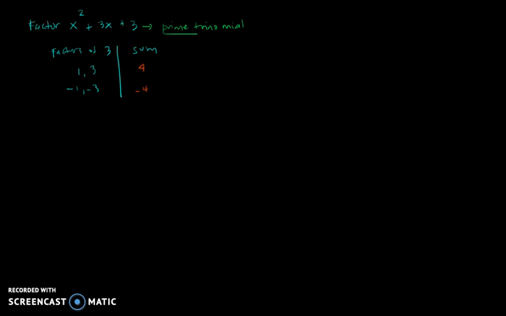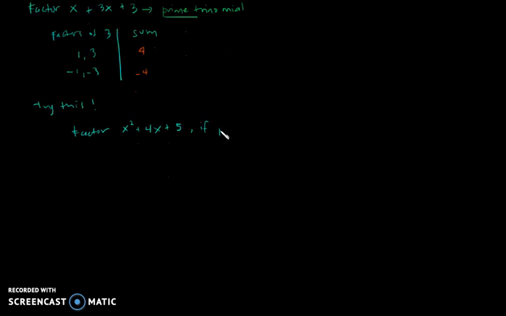So how about you try this, then explain why we can't factor this one. Factor x squared plus 4x plus 5 if possible. If not possible, explain why. Okay, so that's it for factoring quadratic trinomials.